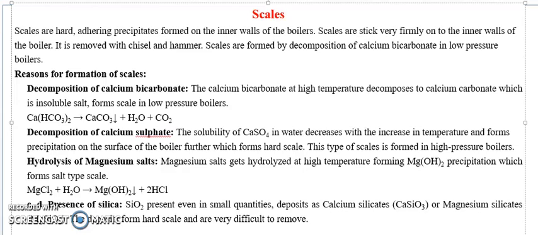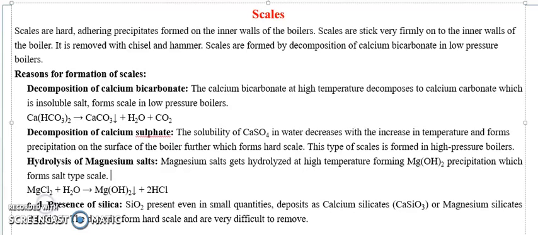Third is hydrolysis of magnesium salts. Dissolved magnesium salts undergo hydrolysis at high temperature, forming magnesium hydroxide precipitate, which forms a soft type of scale. Here is the reaction: hydrolysis of magnesium chloride, formation of magnesium hydroxide, a soft scale precipitate.